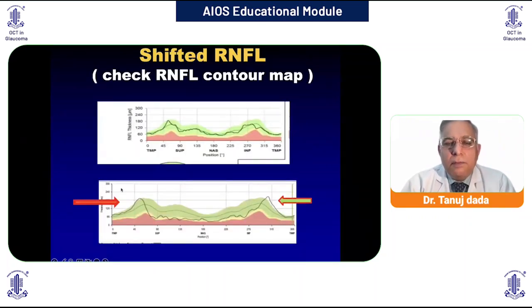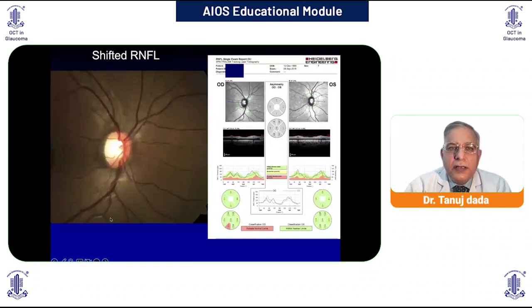And of course, before commenting on the RNFL peaks, especially in patients with myopia, there'll be a temporal outward shifting of the peaks, and in hyperopia, there'll be an internal shifting of the peaks. So you will have healthy RNFL that is shifted, and this may cause a false positive result.